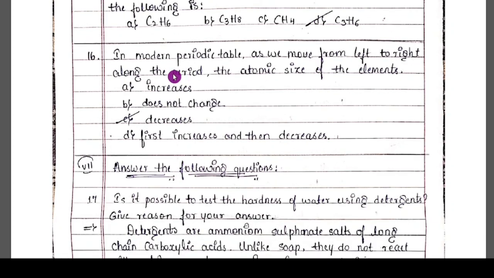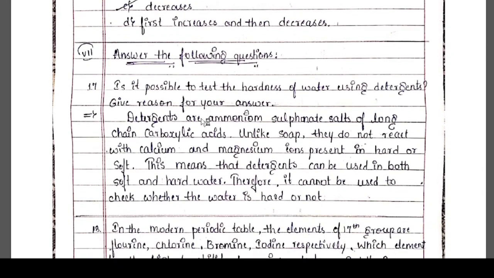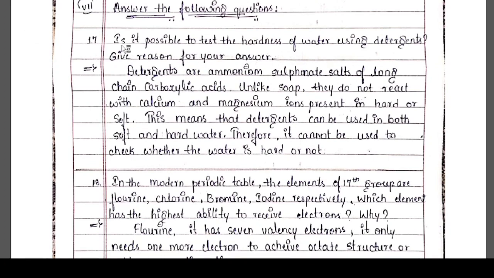The 16th question, in the modern periodic table, as we move from left to right along the period, the atomic size of the element decreases. So option C is the right answer. The 7th main, answer the following questions. The 17th question, is it possible to test the hardness of water using detergents? Give reason for your answer.